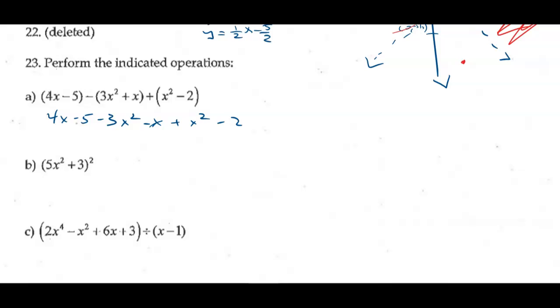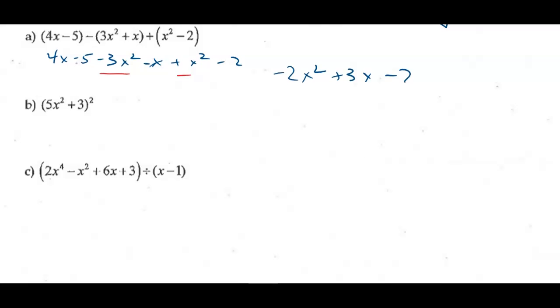When I put my x squares together, it looks like I end up with negative 2x squared. When I put my x's together, it looks like I end up with 3x minus 7. Done. You don't do anything else with that problem.